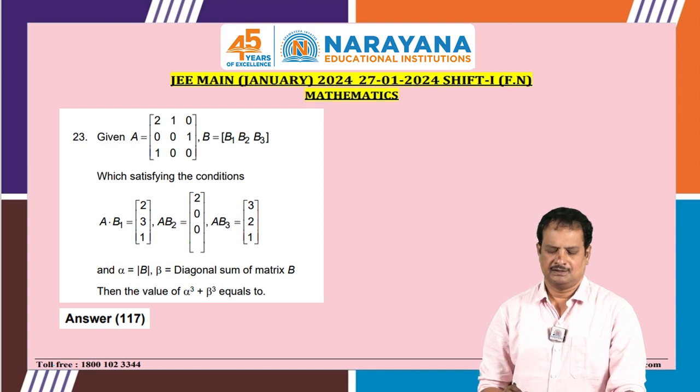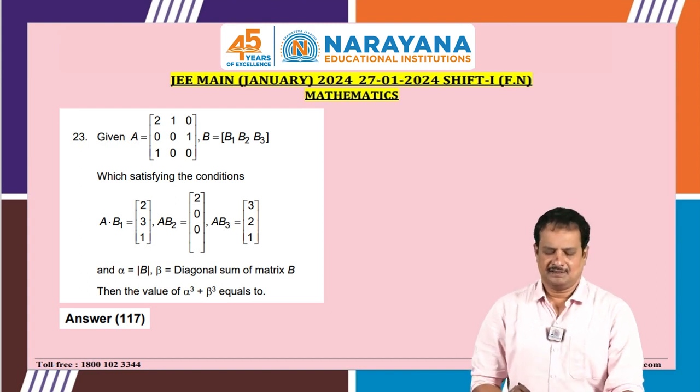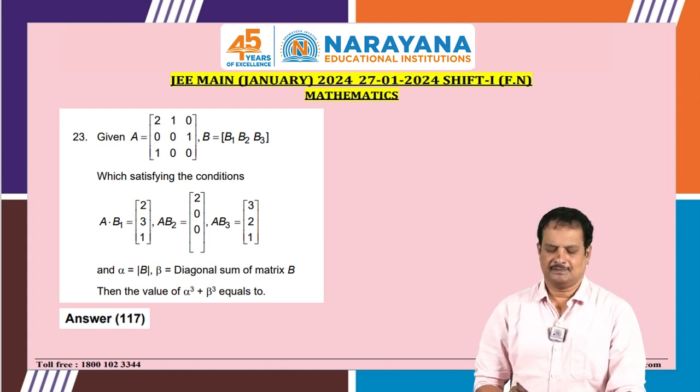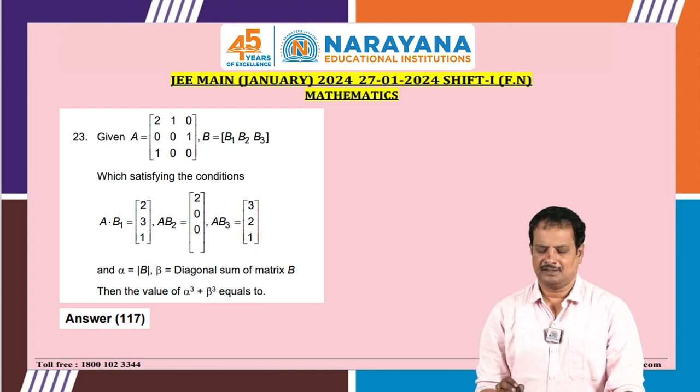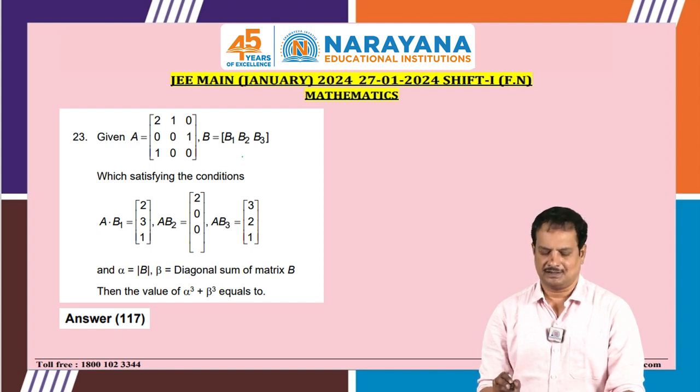Okay. So the next question. This is from the matrices, of course. A is given. What is that one? That is 2, 1, 0, 0, 0, 1, 1, 0, 0. B is a 3 by 3 matrix. This B1 stands for column 1, B2 stands for column 2, B3 stands for column 3, which satisfy the conditions A into B1, some column matrix was given, A into B2, another column matrix, A into B3, third column matrix.